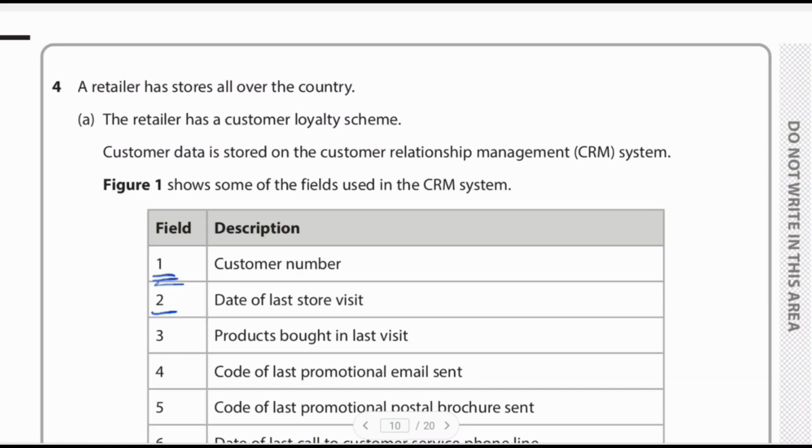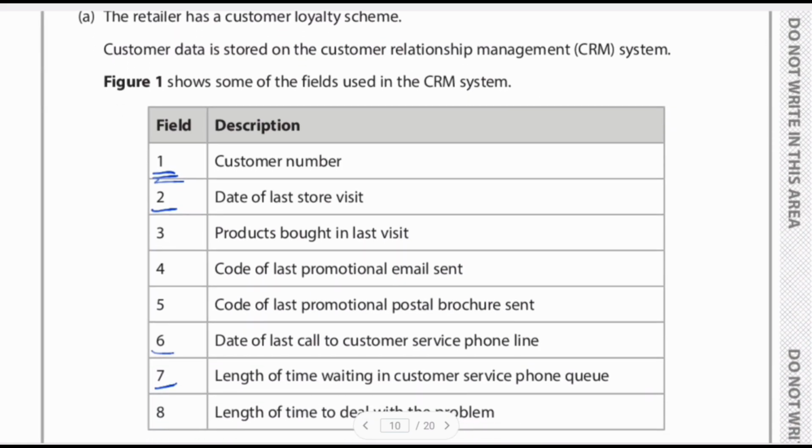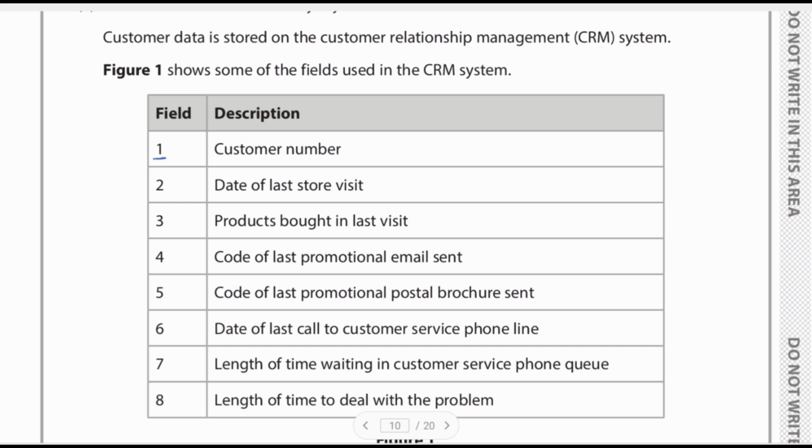Let's go back to your CRM over here. When you look at fields 1, 4, and 5, 1 is customer number, 4 is code of last promotional email sent, 5 is code of last promotional postal brochure sent. These could synchronize marketing activities. This avoids sending duplicate offers.